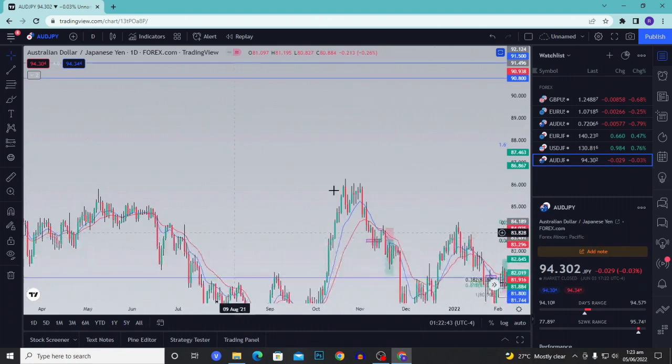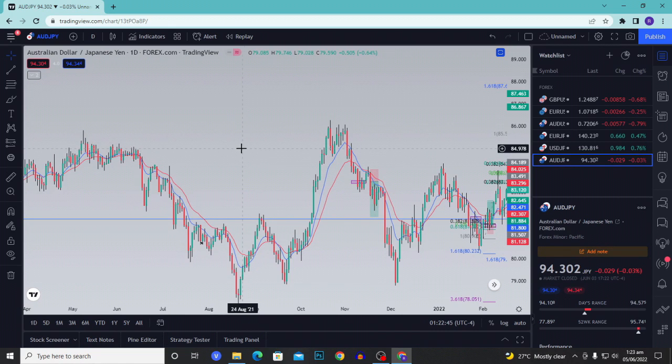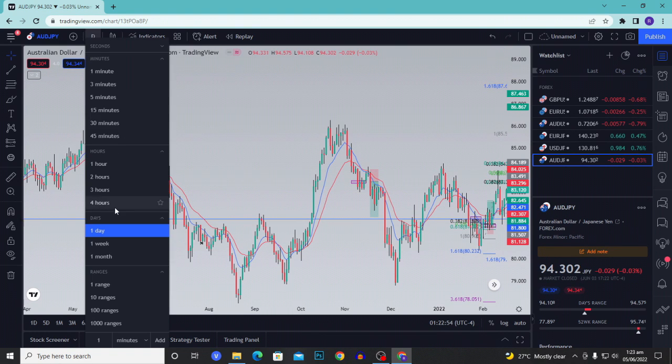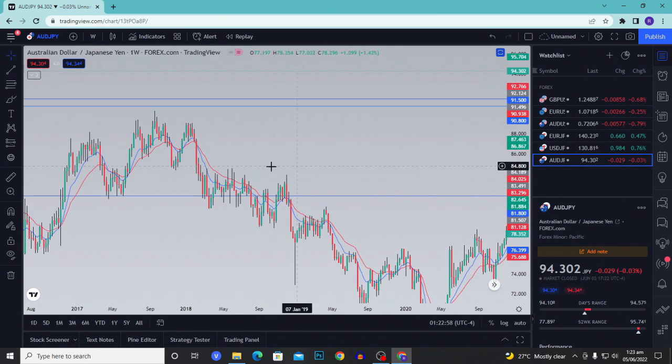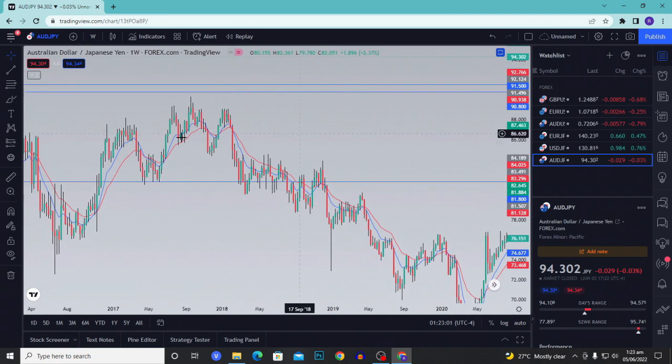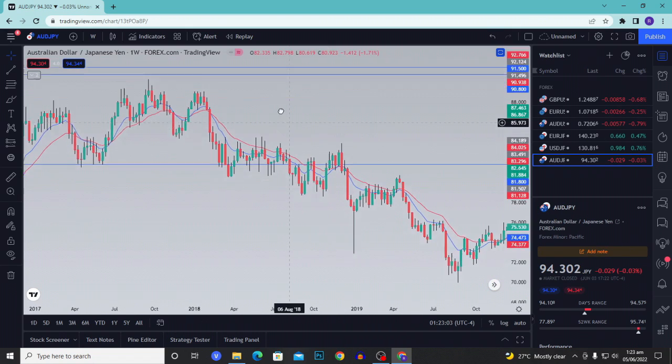And just to clarify, we look for these M and W setups on the weekly time frame and the daily time frame. But for this video, we're going to be focusing on the weekly time frame. I just gave you examples on the daily time frame. Let's look for some examples on the weekly time frame.